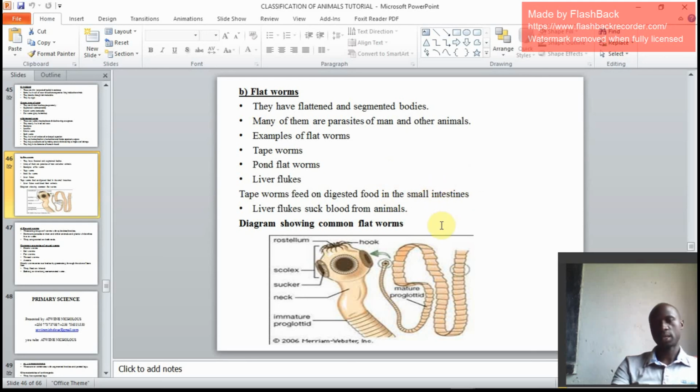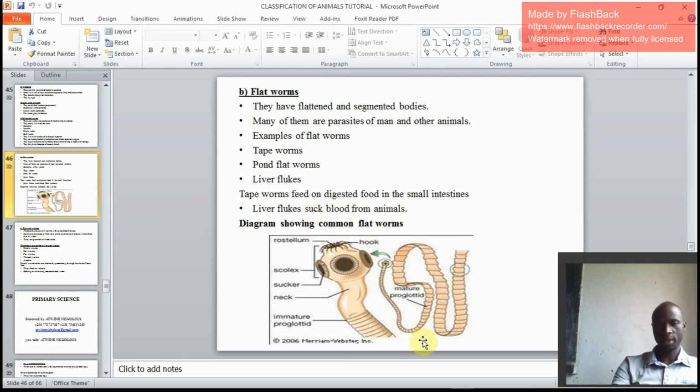Sometimes they ask why people with tapeworms always feel hungry right after they have just taken food. You will say tapeworms feed on digested food. Liver flukes suck blood from animals.